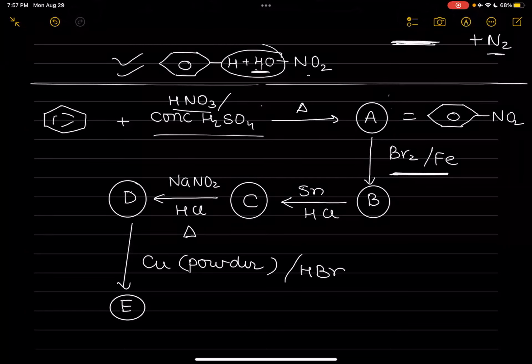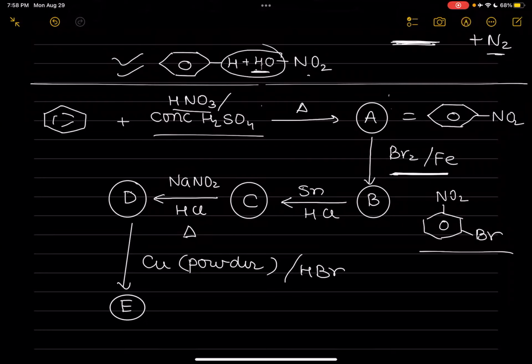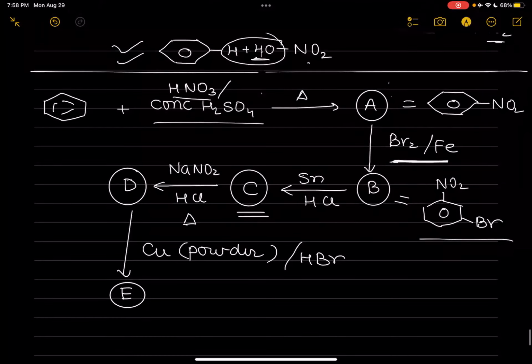Where will I put the Br with respect to NO2, Anushka? Sir, in the meta position. Yeah, meta position. Yeah, this is B. And what is C? So NO2 was an electron withdrawing group. Just remember, this is actually a meta directing group. So Br will come at the meta position.